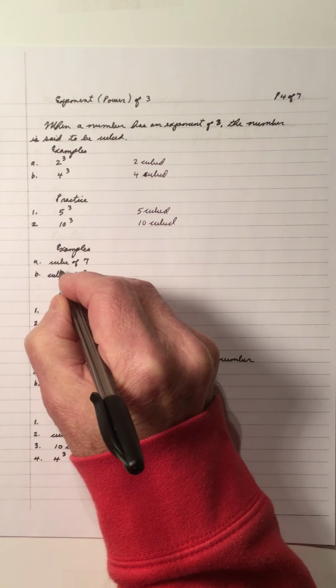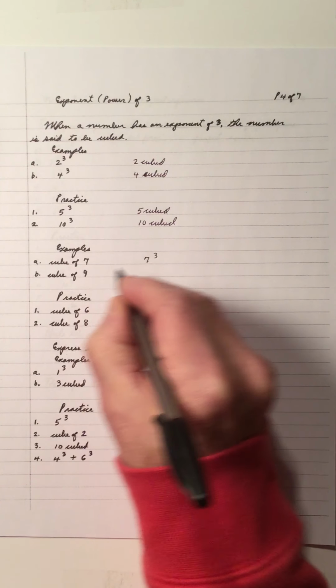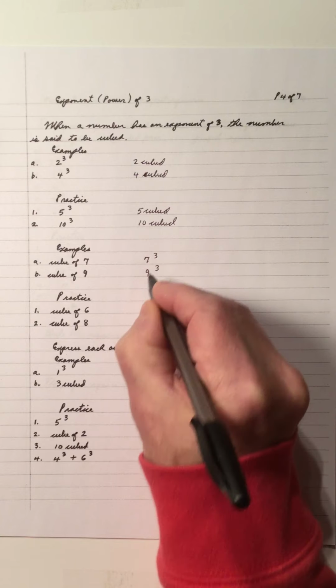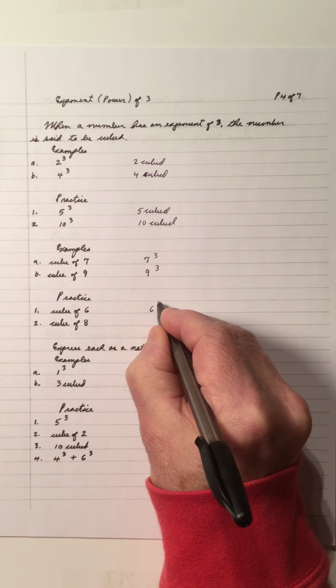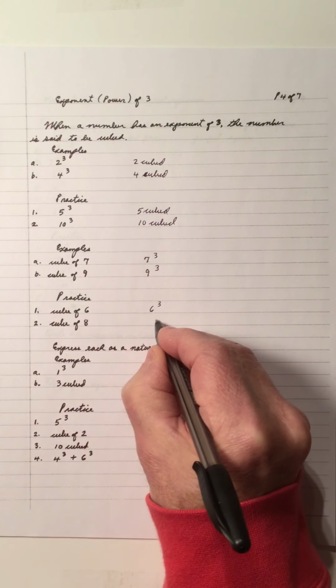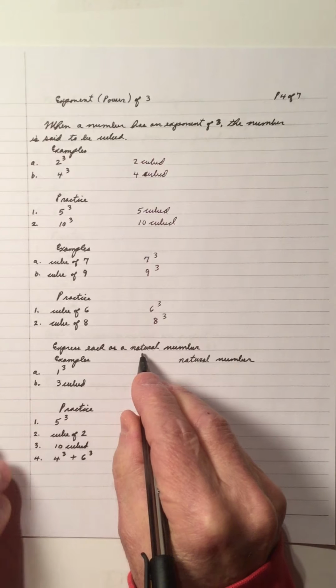Examples, more of that. The cube of 7 is 7 cubed. The cube of 9 is 9 cubed. Practice. The cube of 6, 6 cubed. The cube of 8 is 8 cubed. Express each as a natural number.